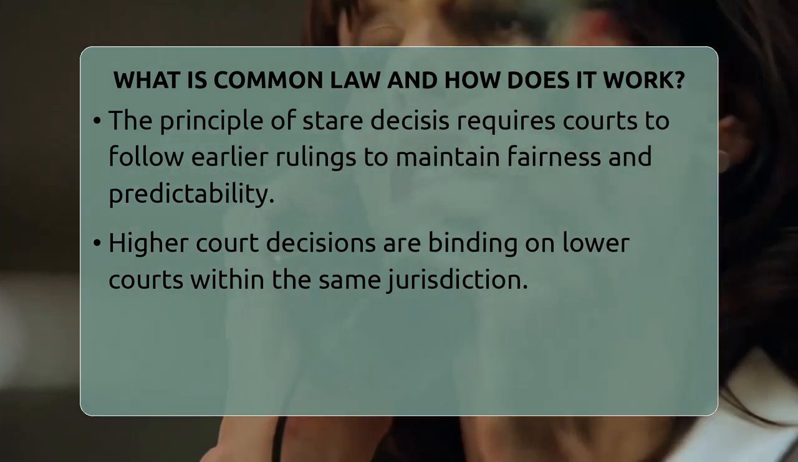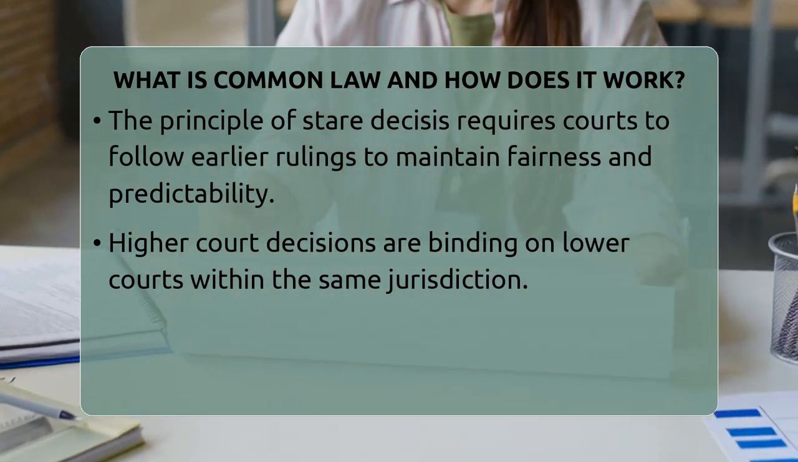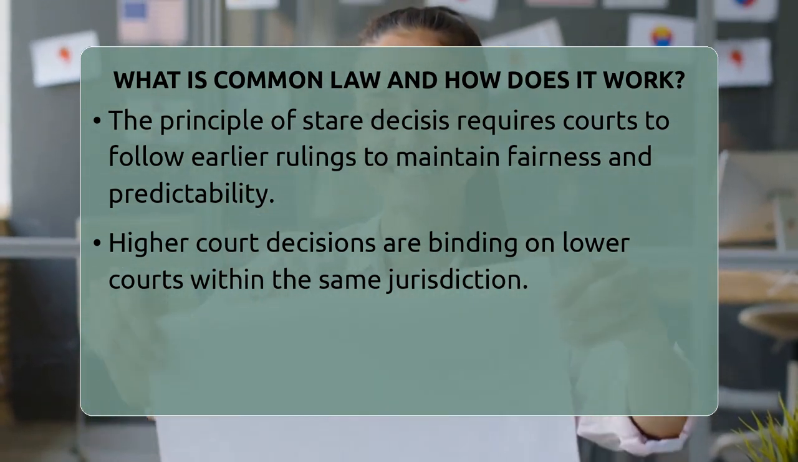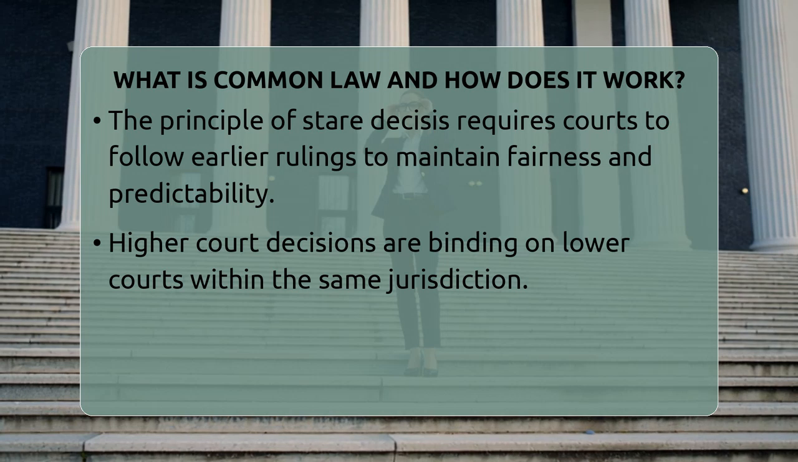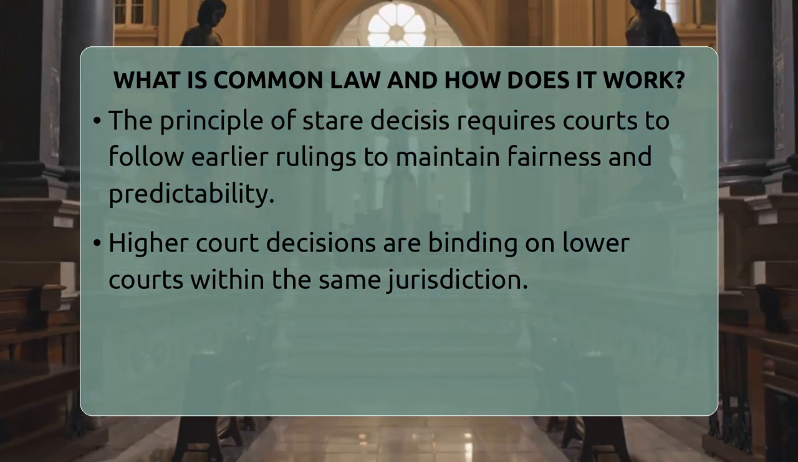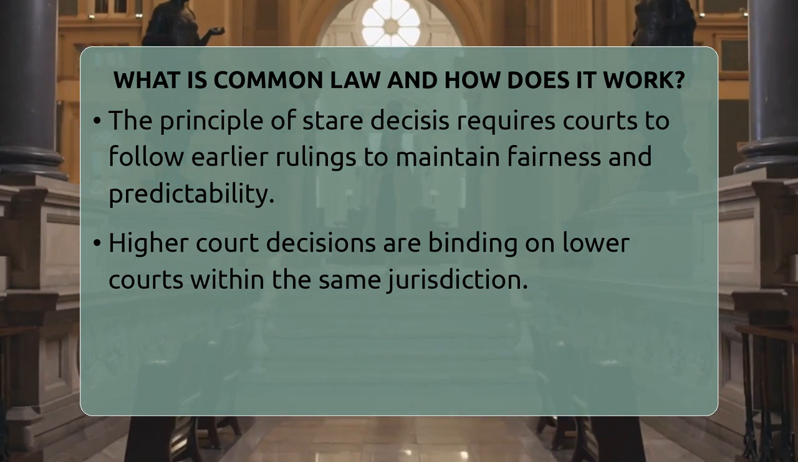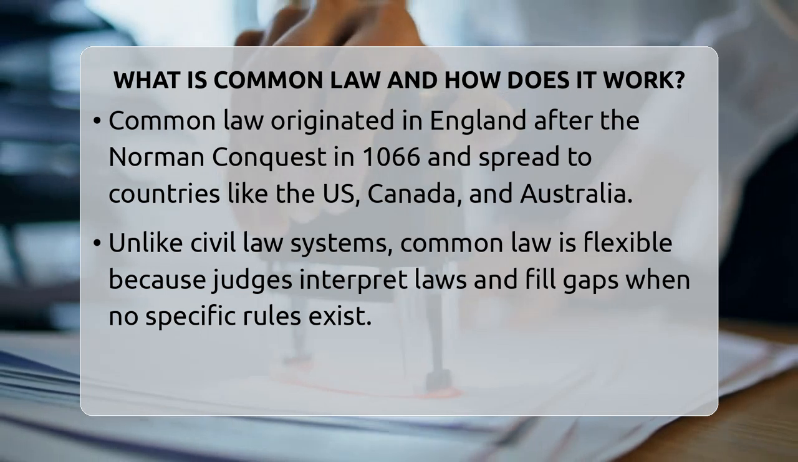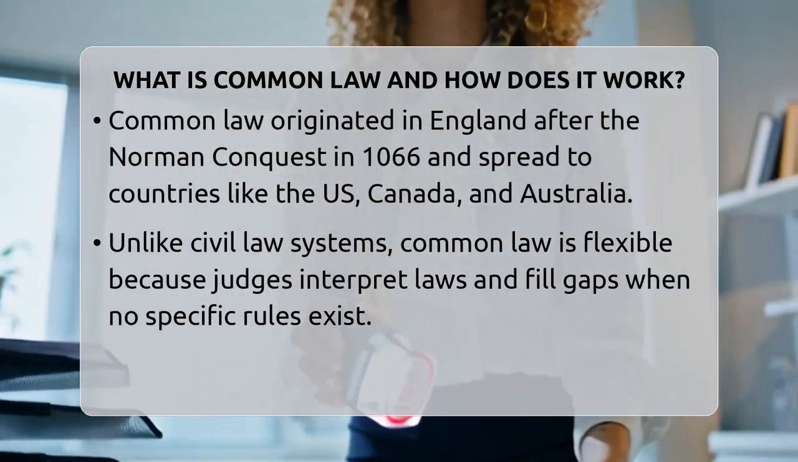The king's courts replaced local courts and created a unified legal system. This system spread to many countries like the United States, Canada, and Australia, which still use it today. Unlike civil law systems that rely on detailed written laws, common law is more flexible. Judges interpret laws and fill in gaps when no specific rule exists.